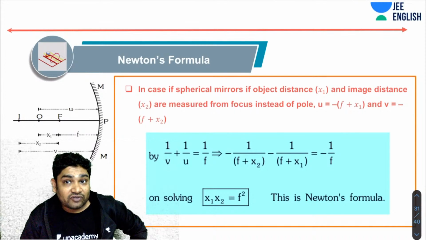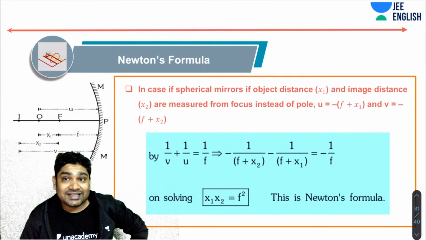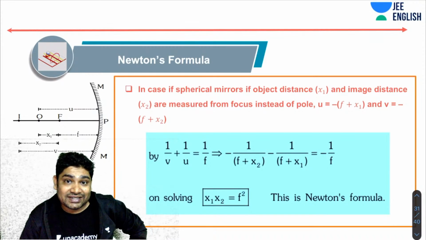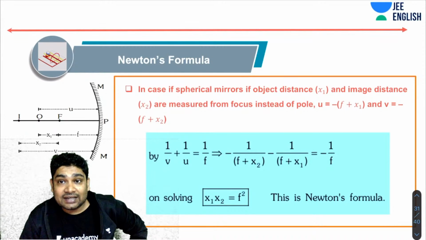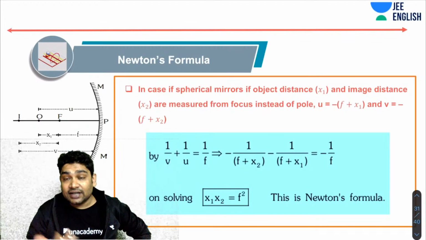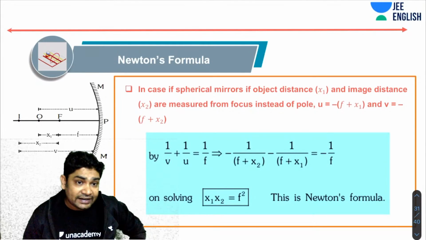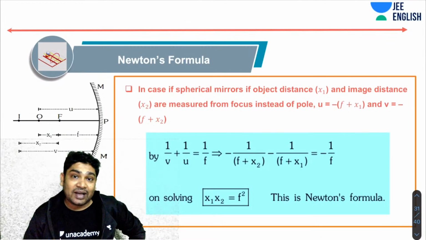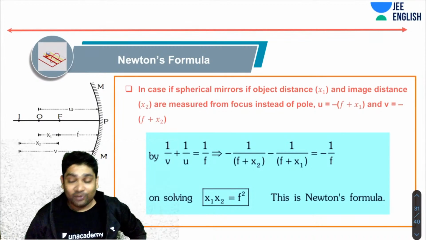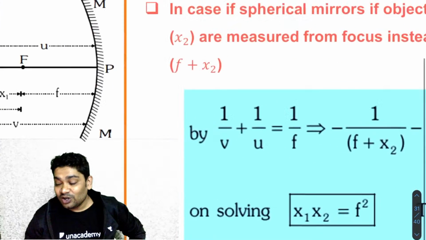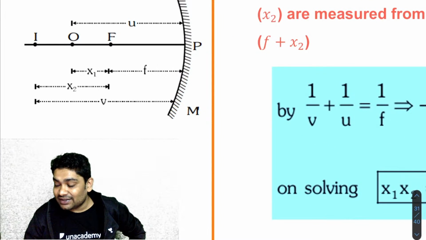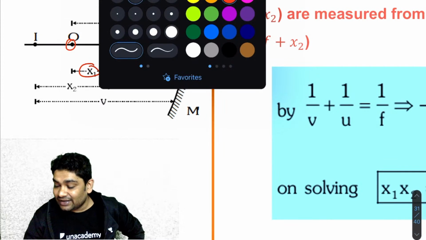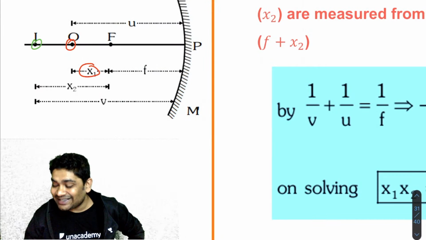Now, in case of spherical mirrors, if object distance is x1 and the image distance is x2, and these are measured from the focus instead of from the poles. Traditionally, we measure u and v from the poles. Instead of that, if I measure both these distances from the focus, as shown here, if here is your object and its distance from the focus is x1, and here is your image, and let's say the distance of the image from the focus is x2.